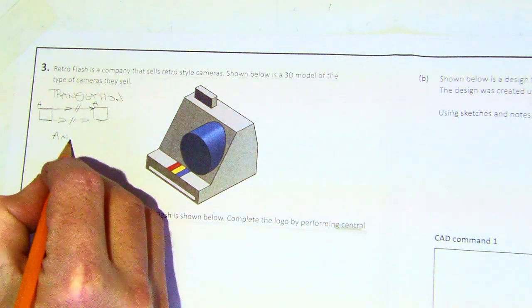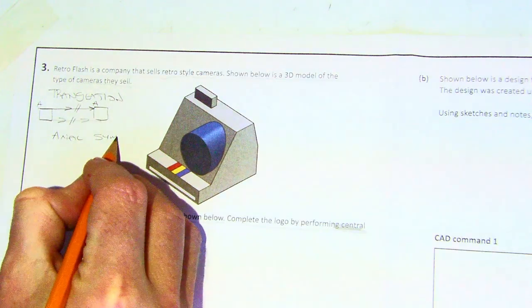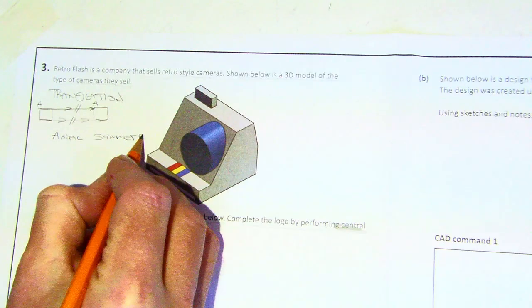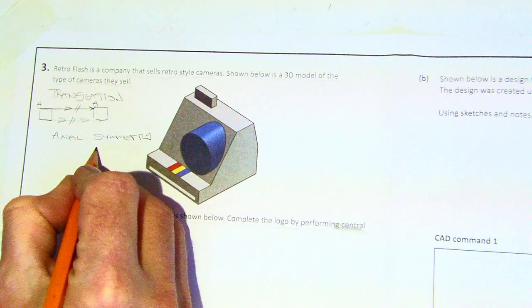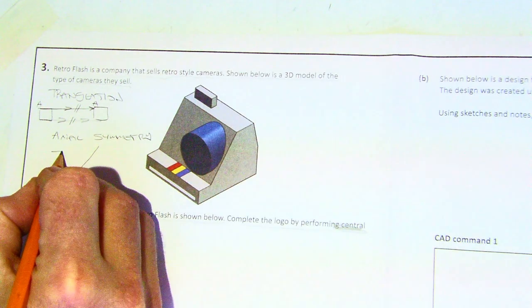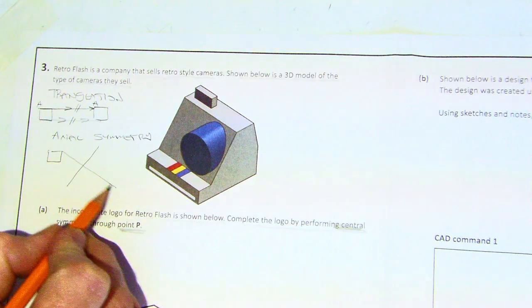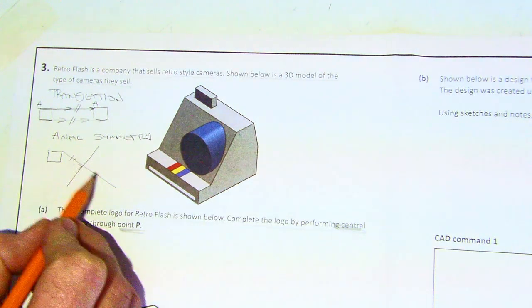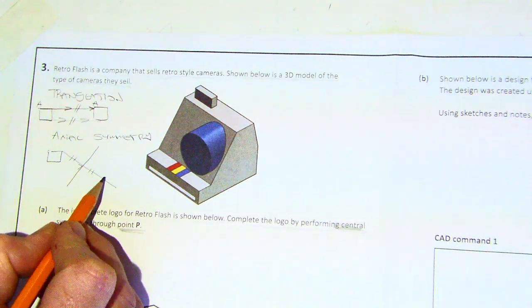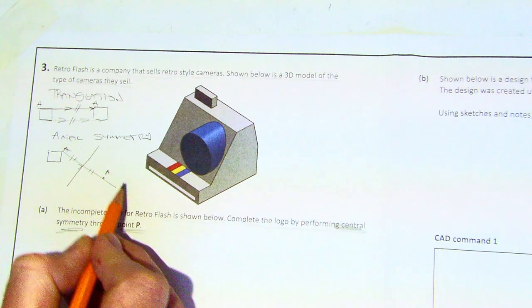Axial symmetry. An axial symmetry is where we have an axis, and we have an object on one side of the axis. It's going to go perpendicular to the axis, and the distance that goes in front of the axis is the same as the distance that it goes beyond the axis. All right?